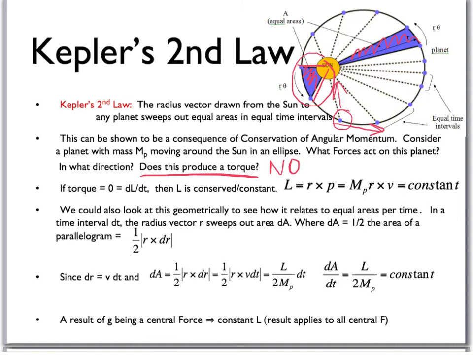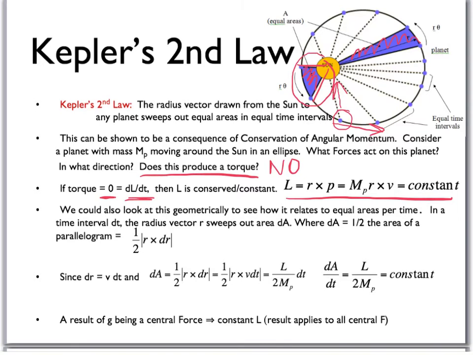Now, if the torque is actually equal to 0, and when we studied chapter 10, we recognized that the torque could be set equal to dL/dt, or the change in angular momentum over time. Now, if the change in angular momentum over time is 0, then basically what we're saying is that there is no change in the angular momentum, or L is conserved or is constant, meaning that this r cross p value is also going to be a constant.